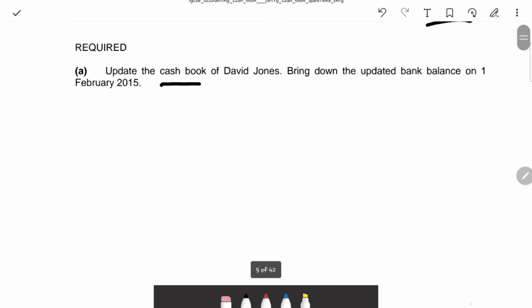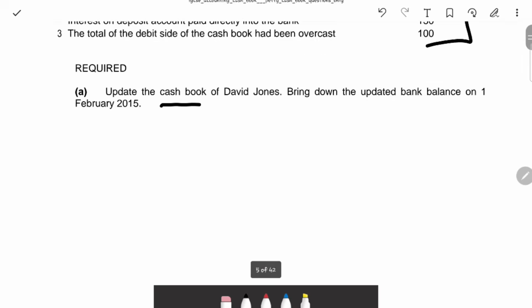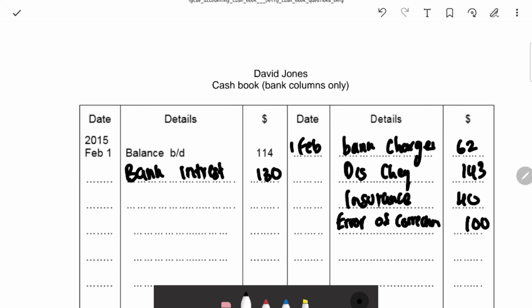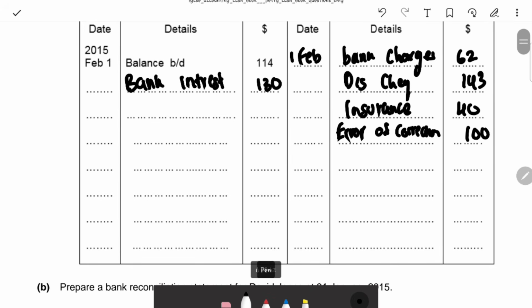So whenever there's an overcast on the debit balance, meaning you have charged 100 more on the debit balance, to remove that, you just go on the credit balance and you write error of correction $100. So this would basically cancel that debit balance. Okay, and then finally you just balance the account.